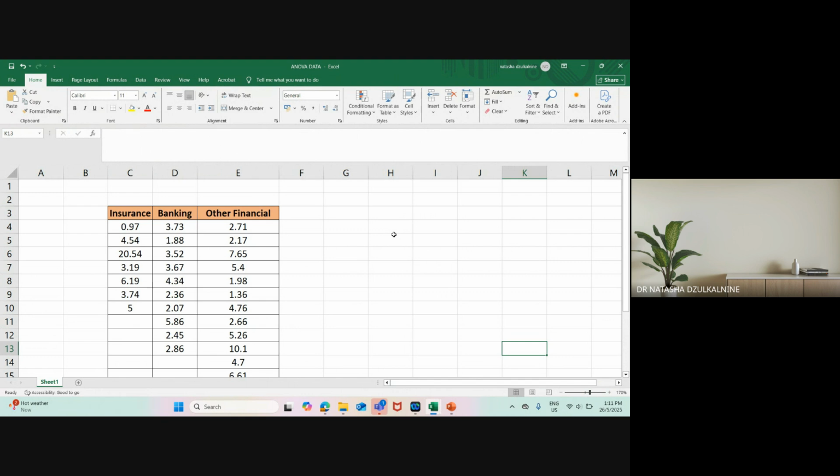An analysis is done on the dividend yield for stocks of three different subsectors in the financial services sector listed in Bursa Malaysia. The analyst would like to know whether any of the subsectors has a different dividend yield from the others. We have here insurance, banking, and other financial. So we want to look at these three different subsectors, whether they are different or equal. The first step is always the hypothesis statement.